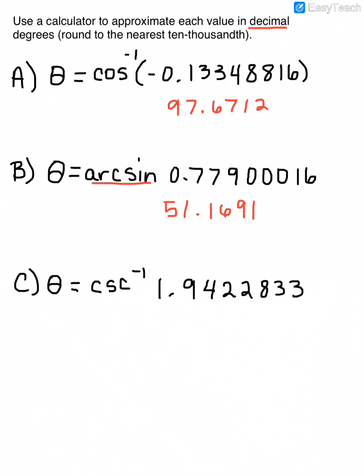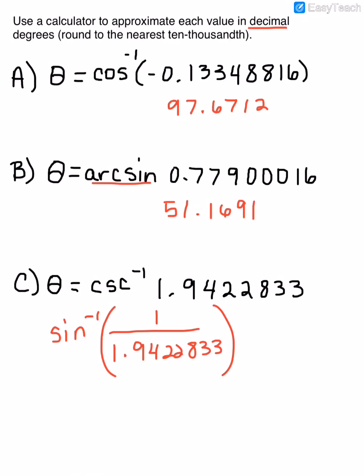Now for cosecant inverse, we don't have a button for cosecant or cosecant inverse, but we know that cosecant is the reciprocal of sine. So this is how you would put it into your calculator. You would hit the sine inverse button, and then we would take the reciprocal of that value. So in our calculator, we would put in the fraction 1 over 1.9422833. And when we put that in, we should get this for our answer, 30.9880.